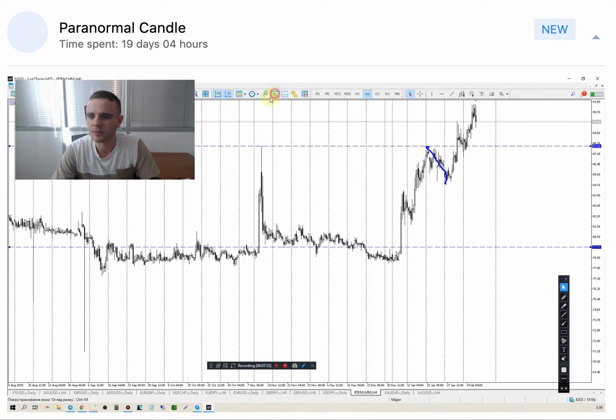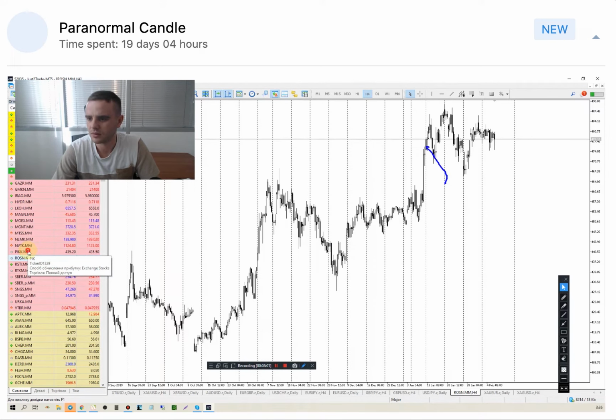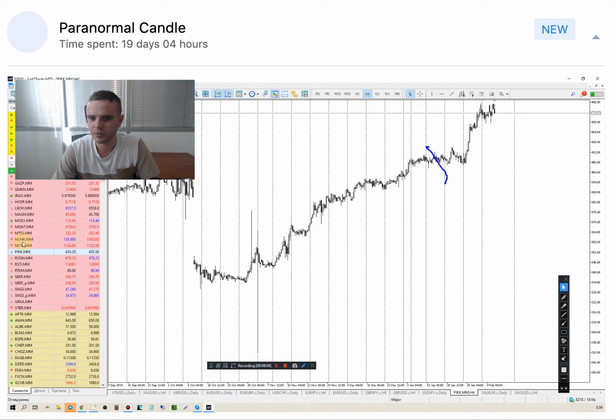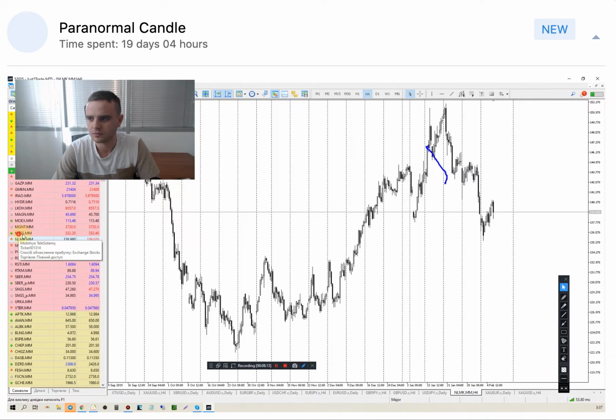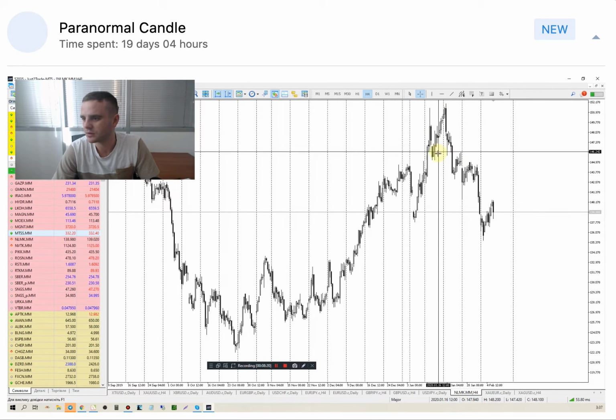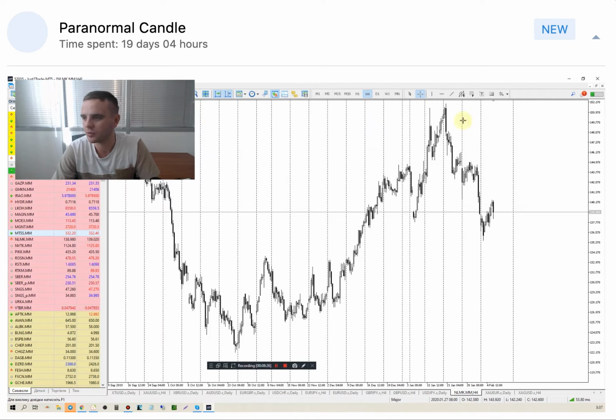And I saw another stock where price showed a powerful paranormal candle. Here is a good example of a paranormal candle. In one candle, price rose 4%, made a re-high. I love when price does something important like a re-high, re-low, and after that a false breakout, and a powerful drop.